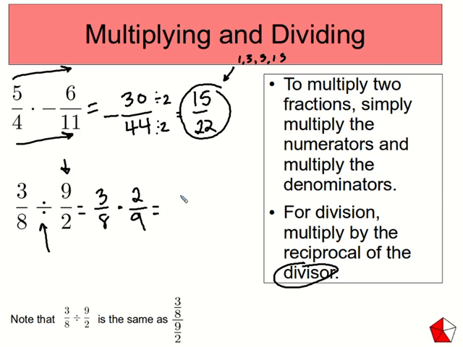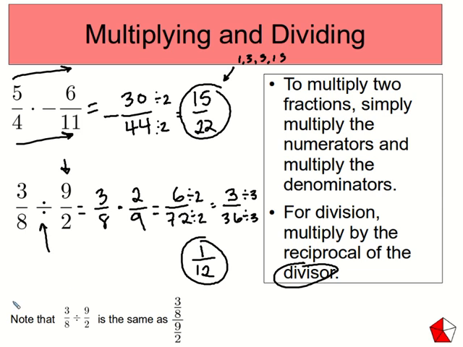We can multiply the numerators and multiply the denominators. We need to make sure to simplify if we can. Both of these, again, are even, so we can divide them both by 2. That gives us 3 over 36. And both of these are divisible by 3. So we'll do it again. 3 divided by 3 is 1. 36 divided by 3 is 12.